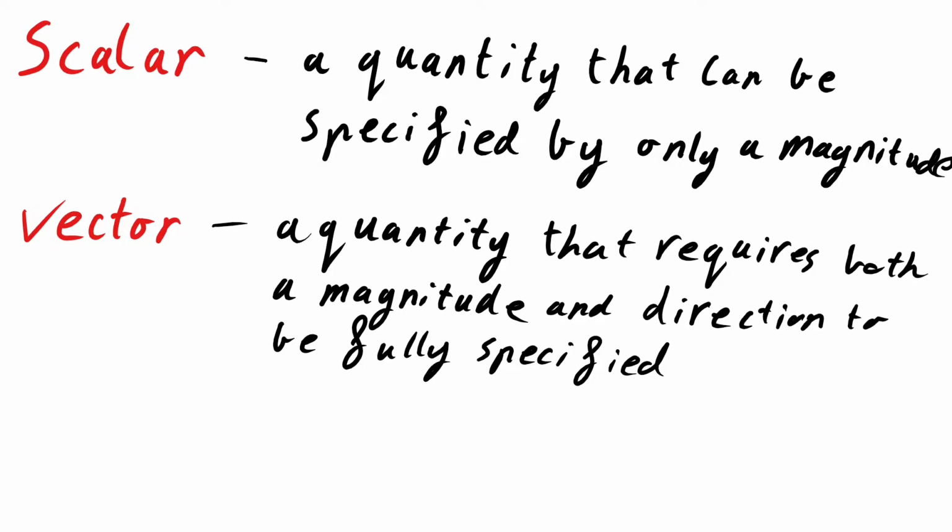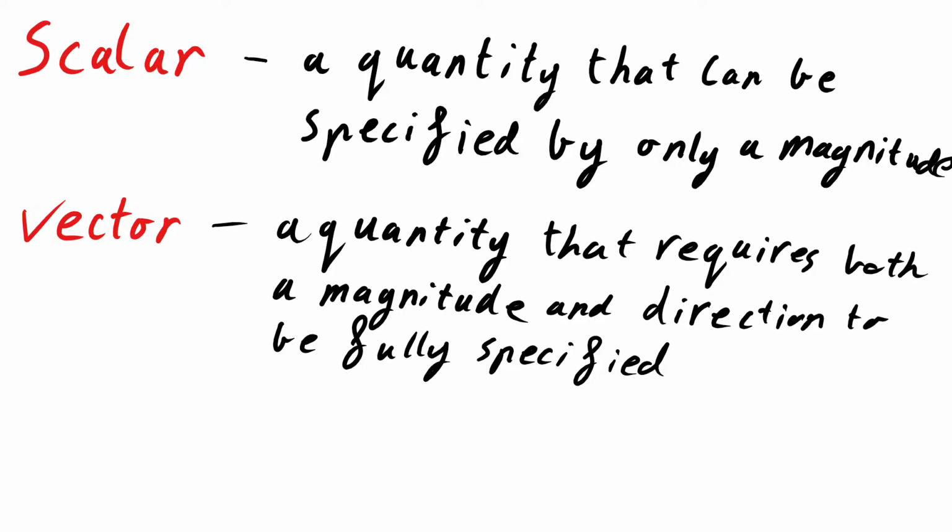So today we're going to be talking about vectors. First, we're going to have to set some definitions out. Our first definition here is a scalar. A scalar is a quantity that can be specified by only a magnitude.